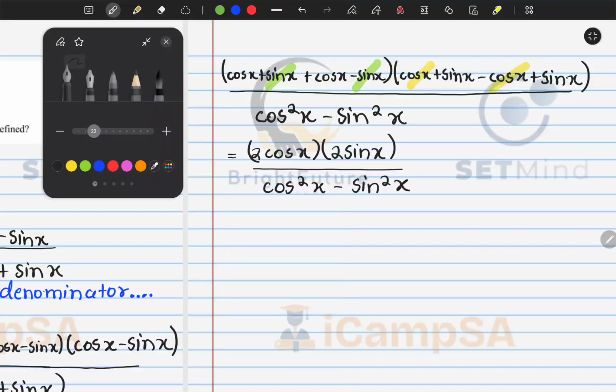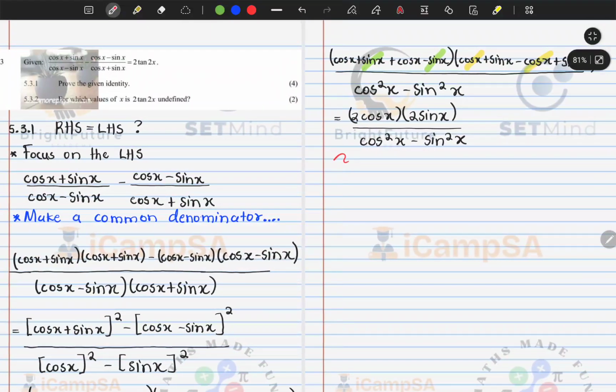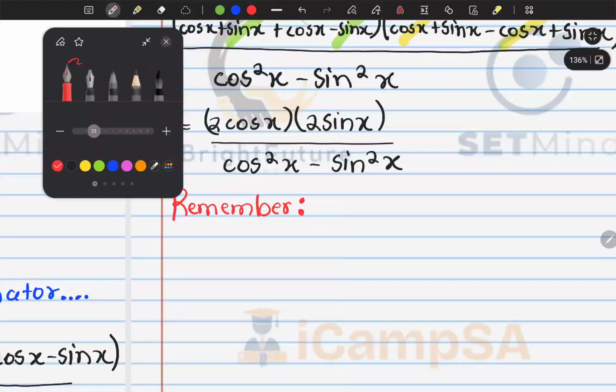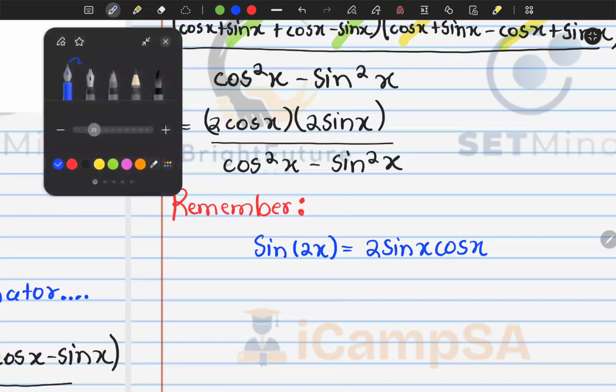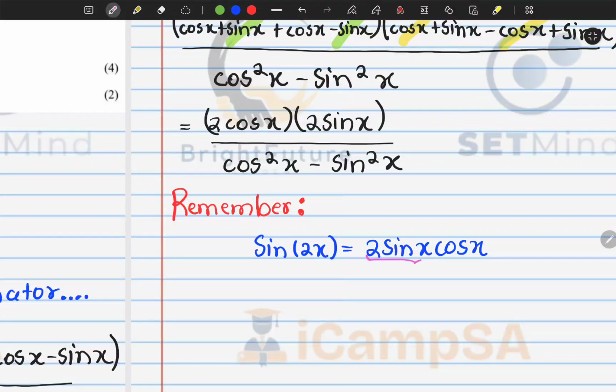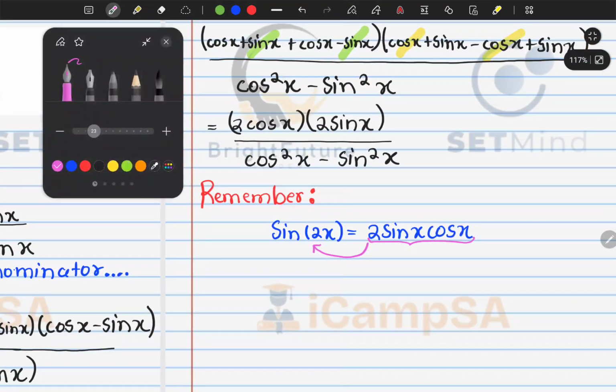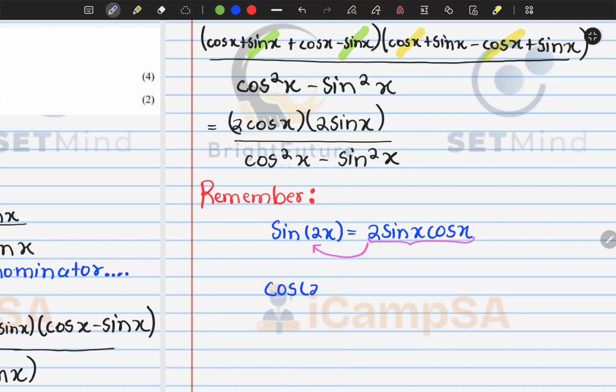When we get here, I need you to remember something. And this has to do with your double angle expressions. So I need you to remember the double angle expression for sine. So if you have sine of 2x, this is the same as 2 sine of x cos of x. So meaning, as long as you have 2 times sine of x cos of x, that can be written as sine of 2x. But let's have a look at another double angle expression for cos.